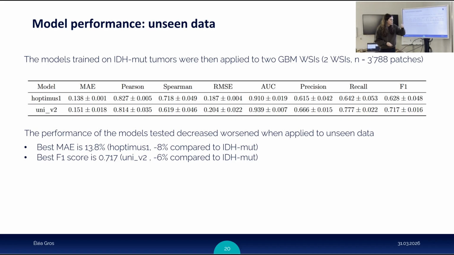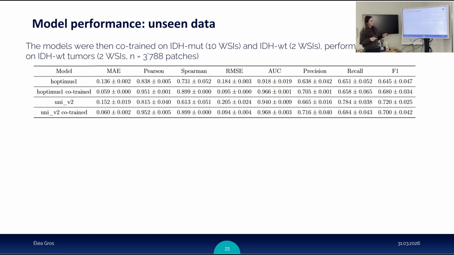score also reduced. So I tried to also use some of the IDH wild type for training, so kind of co-train on both IDH mutant and IDH wild type. And this increased the performance a lot, and we got basically the same performance that we had in the IDH mutant tumors, where the error went back down to 6% mean absolute error when co-trained.